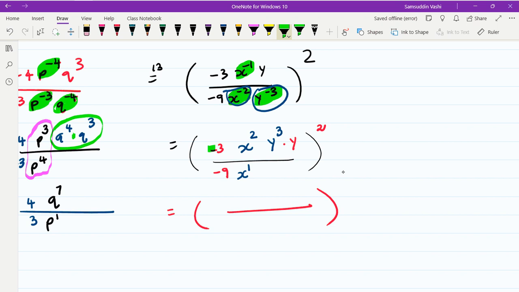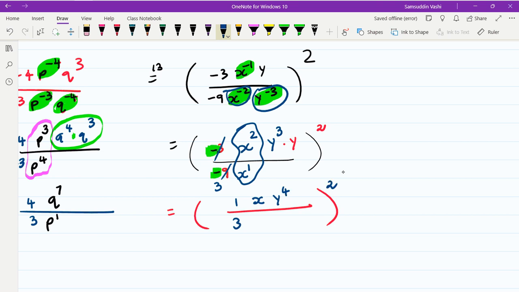Okay. Now we work. Negative divided by negative is positive. Don't need to write, isn't it? 3 divided by 9, 3 in the denominator. So it's 1 over 3. Then we work with x. 2 divided by x to the power of 1. Where? Numerator. 1 we don't need to write. Okay. And y to the power of 4.